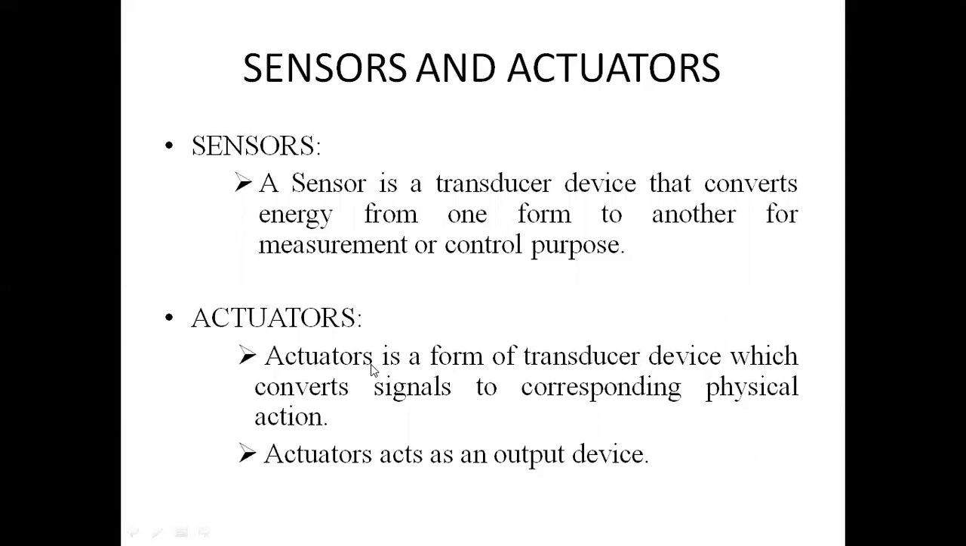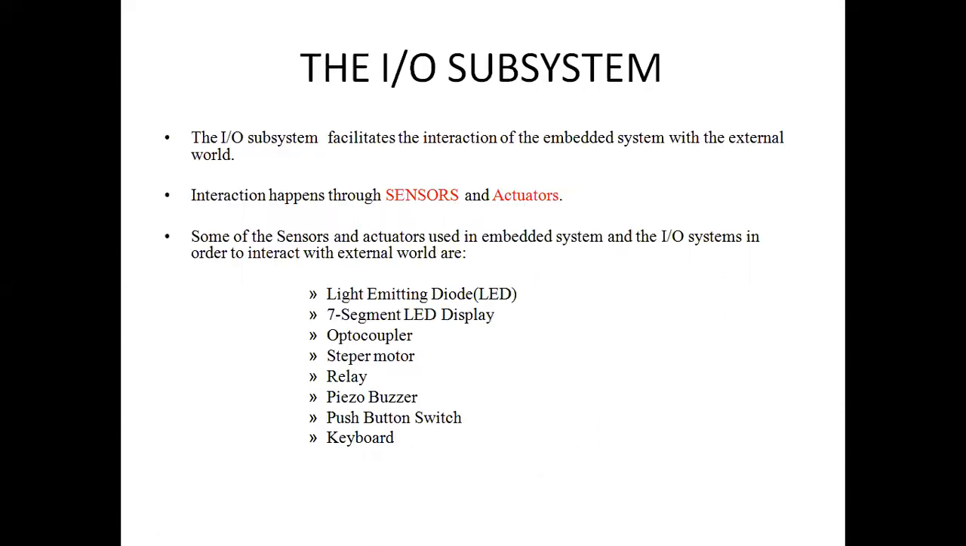Next we're going to see about actuators. What do we mean by an actuator? An actuator is a form of transducer. Again, a transducer converts one form of energy into another form. An actuator is a transducer device which converts a signal into a corresponding physical action. Actuators act as output devices. So this is about sensors and actuators.